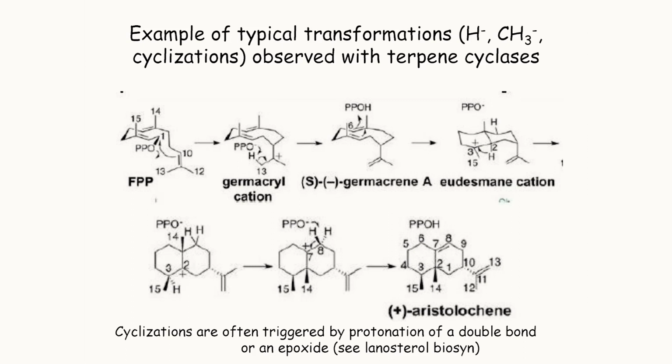I don't know if anybody ever uses models anymore. I still use models because you have to bend things in the right way to see what's possible and whether the orbitals are overlapping in the right way. You've got to really think about the stereochemistry. Okay, so what do we have here?